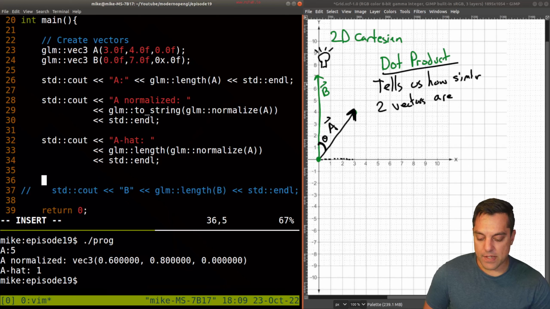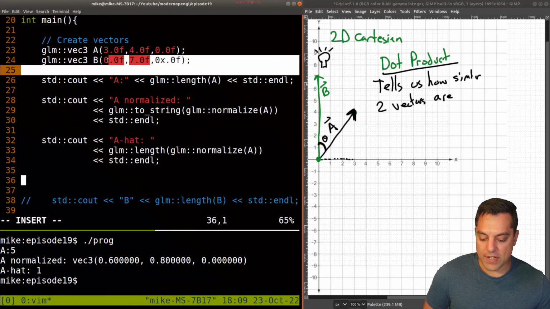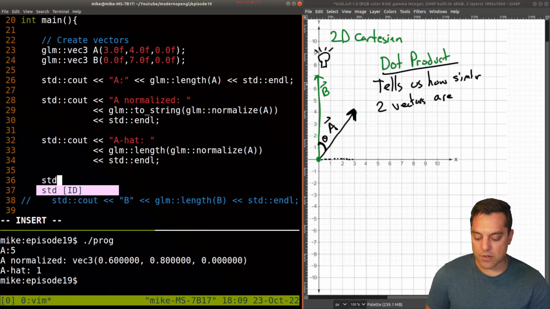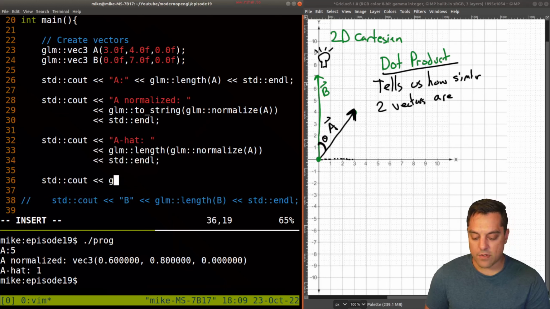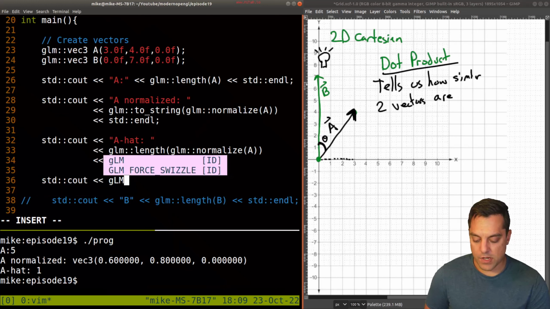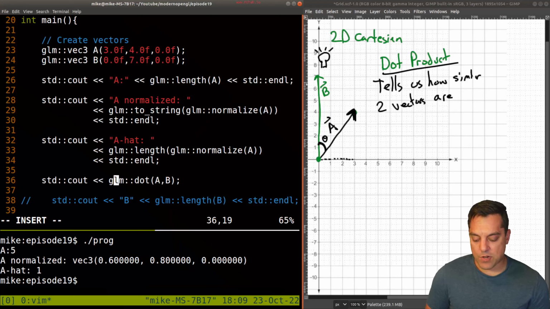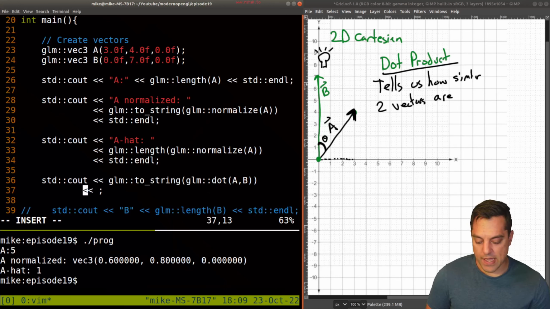Okay. So let's go ahead and take our two vectors here. And it looks like I added an extra character here, so I'll get rid of that. And let me go ahead and print out the dot product here from GLM. And the function call for this is simple enough. It's dot and A and B. And we're going to have to cast this to a string so that we can get a nice printout here. And let's go ahead and put an end line here.